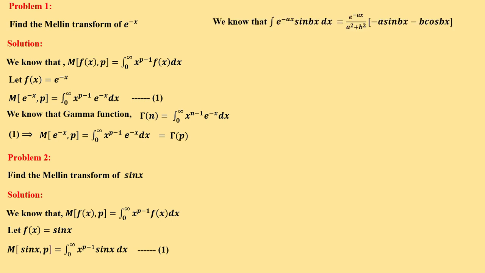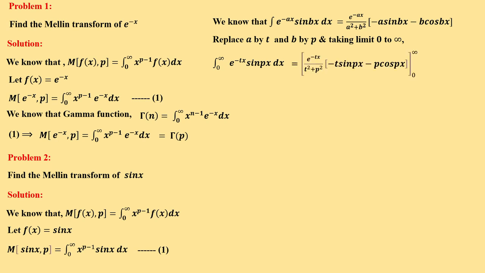We know the integral of e power minus ax sin bx dx. This is the standard formula, which is equal to e power minus ax by a square plus b square into minus a sin bx minus b cos bx. So replacing a by t and b by p and taking the limits 0 to infinity, this becomes integral 0 to infinity e power minus tx sin px dx, which is equal to e power minus tx by t square plus p square into minus t sin px minus p cos px, with lower limit 0 and upper limit infinity.